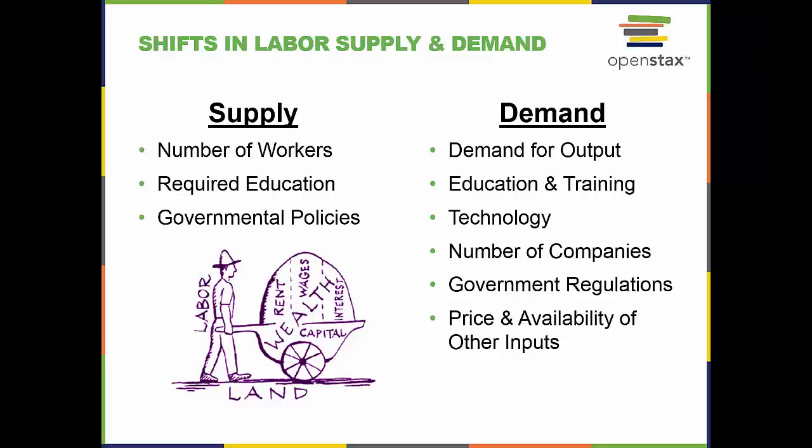And here are the factors that shift the demand for labor: demand for output, education and training, technology, the number of companies, government regulations, and price and availability of other inputs. It is important to note that these factors impact either supply or demand. Unless two separate forces are impacting labor at the same time, each factor should be analyzed as impacting either supply or demand and not both.